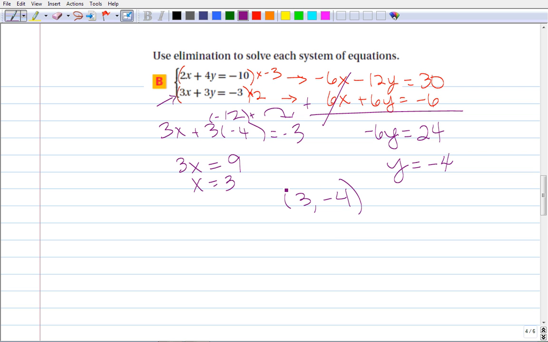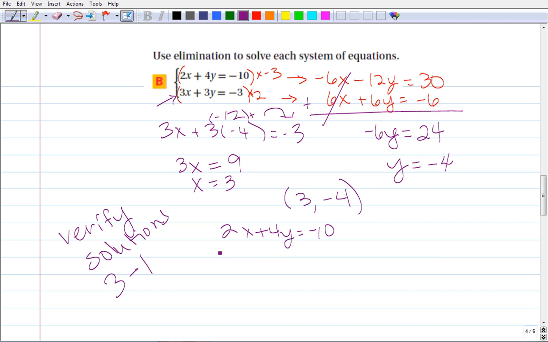Now I hadn't mentioned it yet, but we do always have to go back in and make sure that if I plug them back in, they work. So we're going to go back to using the verify solutions, just like we did in video 3-1. And so what you'll want to end up doing is setting up a table for each one if you'd like. But we're just plugging back in the x and the y.